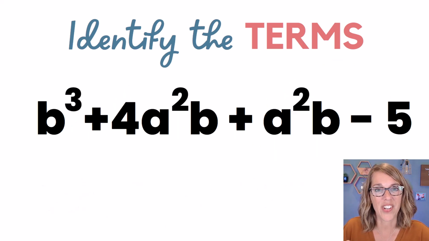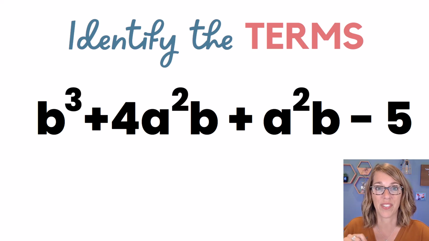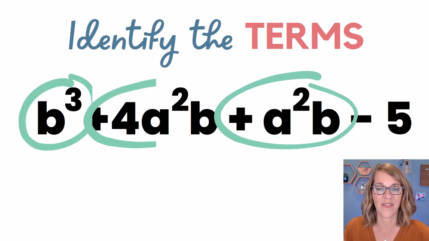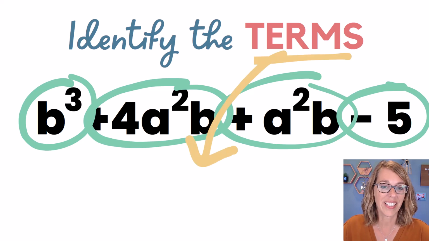Here comes the next expression. Can you identify the terms? Again, they can be either a single number, which is a constant, a variable, or a product of numbers and variables. Here's how I identified those. So we've got 4 different terms in this one. Let's go ahead and list those.